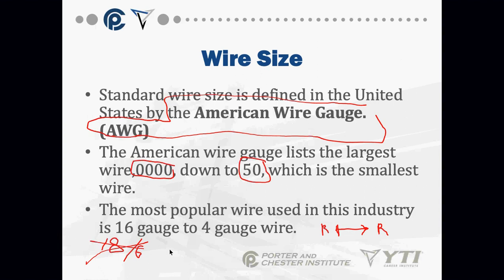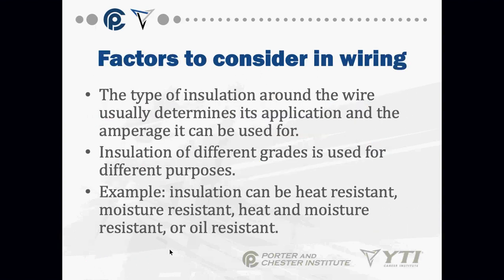But back to this. Wire gauge runs from 0 to 50, and the larger the number, the smaller the wire. I've never seen 50 gauge wire, I can't even imagine. The type of insulation around the wire determines its application and sometimes the amperage it can be used for. Insulation of different grades is used for different purposes. Some are heat resistant, some are moisture resistant, some are heat and moisture resistant, and some are oil resistant.